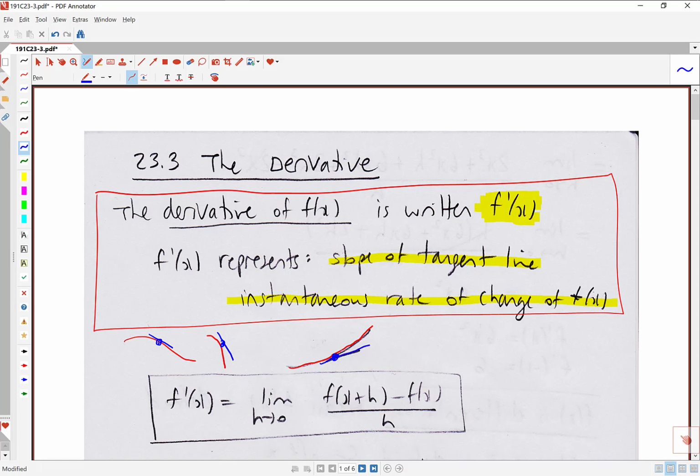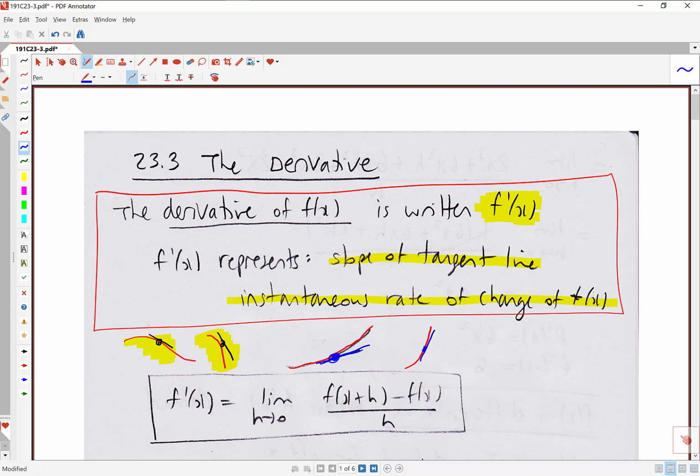So the slope of the tangent line corresponds to the rate of change of our function. The sign of the slope, if it's negative, indicates that our function is decreasing. If it's positive, it indicates that our function is increasing. And the actual magnitude of the slope, the bigger it is in absolute value, means you've got a steeper curve. Okay, so f prime of x will represent both of those things, the slope of the tangent line and also the instantaneous rate of change of our function. When we say instantaneous, we just mean the rate of change of our function at a specific point.